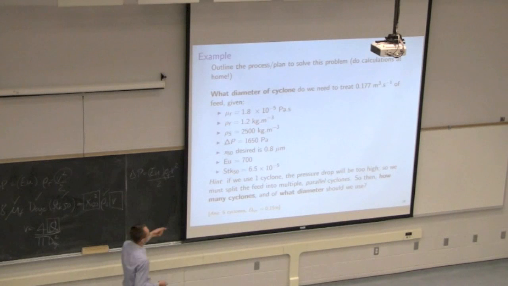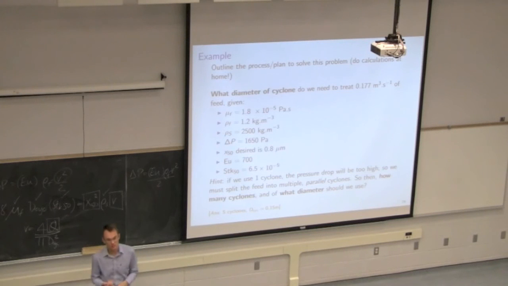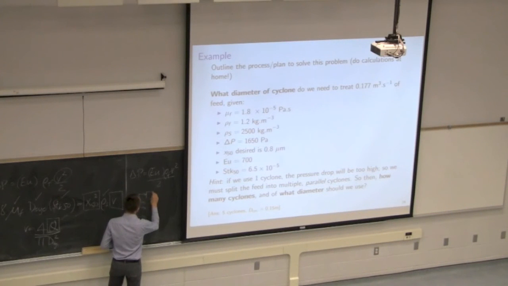I'll tell you right away, if we use just a single cyclone and send all that volumetric feed through it, what you'll find is that firstly the pressure drop will be too high, because your velocity coming in is so great that your delta P is so high. What I mean by that is that velocity there would be too great to get the required delta P. So what we'll do is we'll take our feed and we'll split it into a number of streams and send each of these streams to a different cyclone.